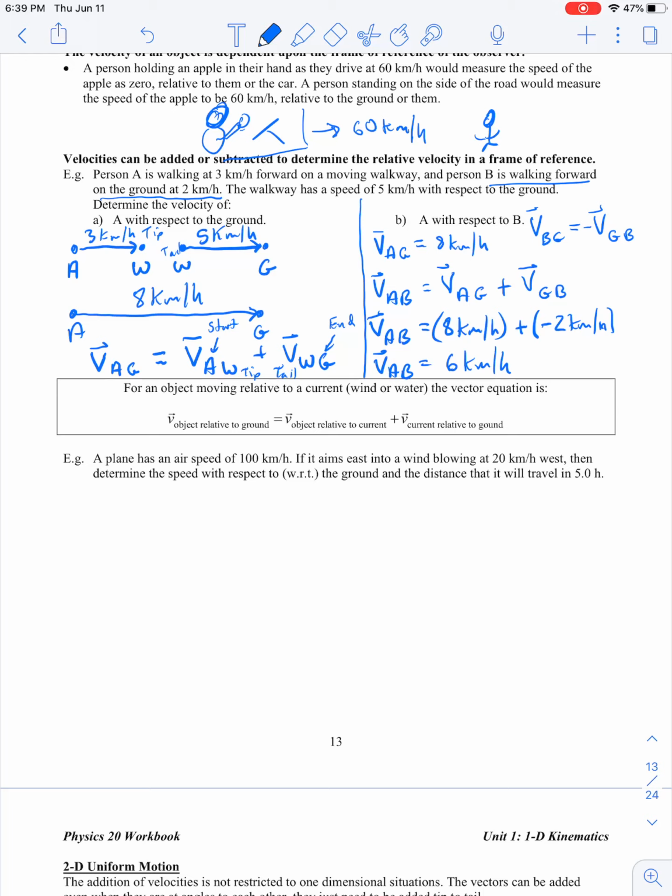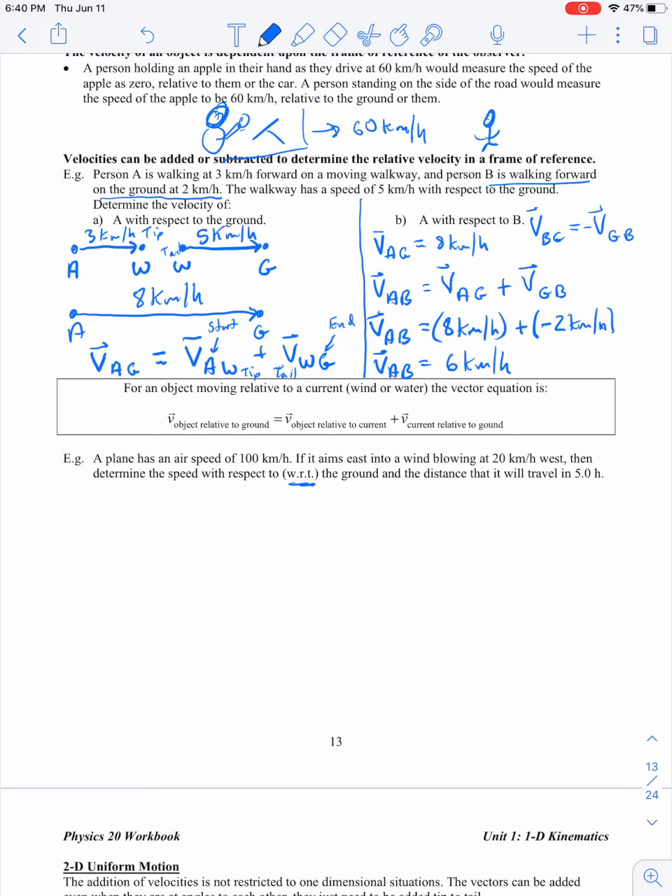So this first question is just asking for the airspeed. It says a plane has an airspeed of 100 kilometers per hour. If it aims east into a wind blowing at 20 kilometers per hour west, then they want us to determine the speed with respect to (that's what that WRT means) the ground, and the distance that it will travel in 5 hours.